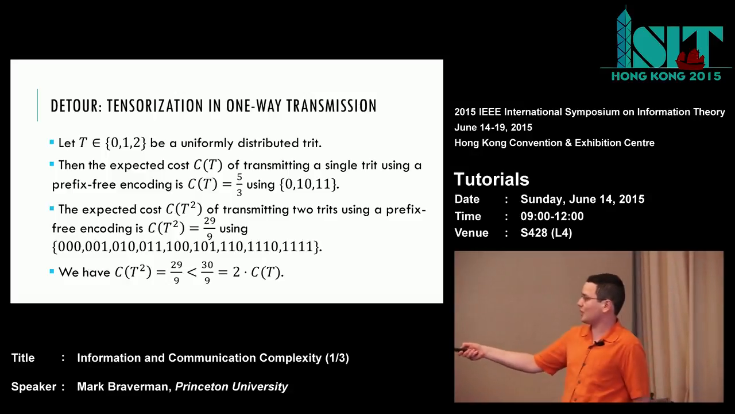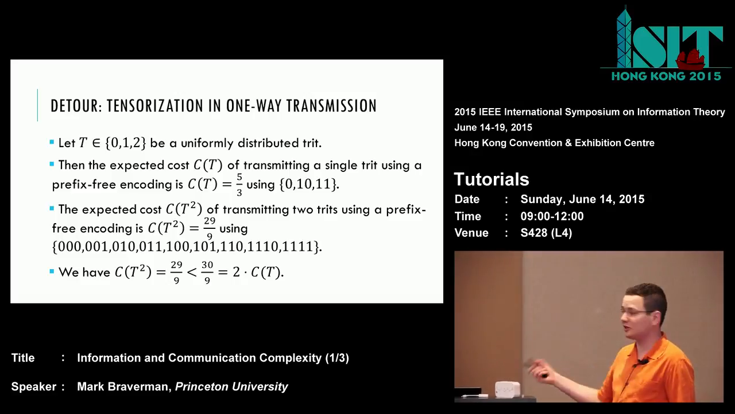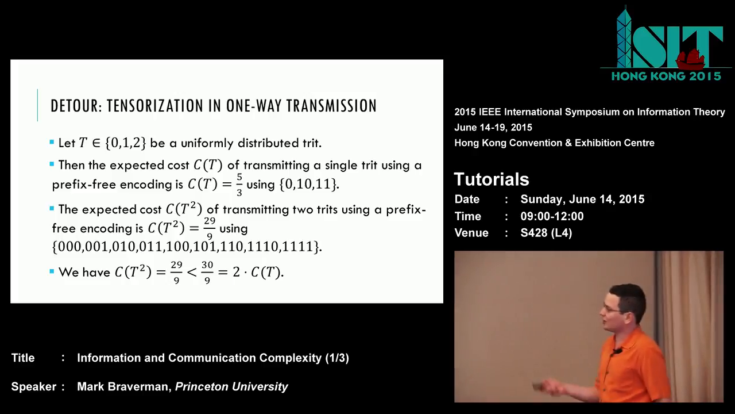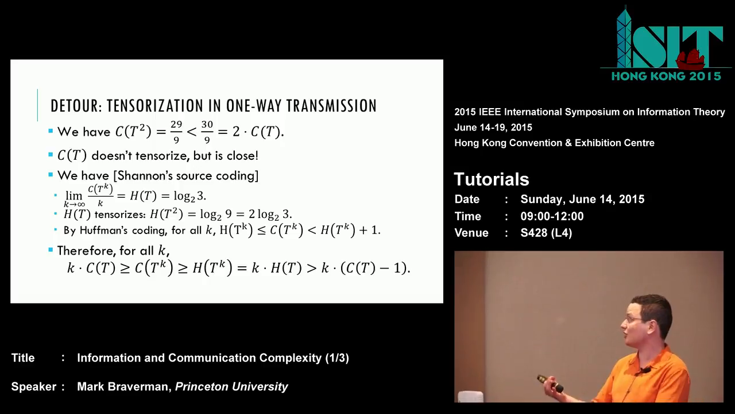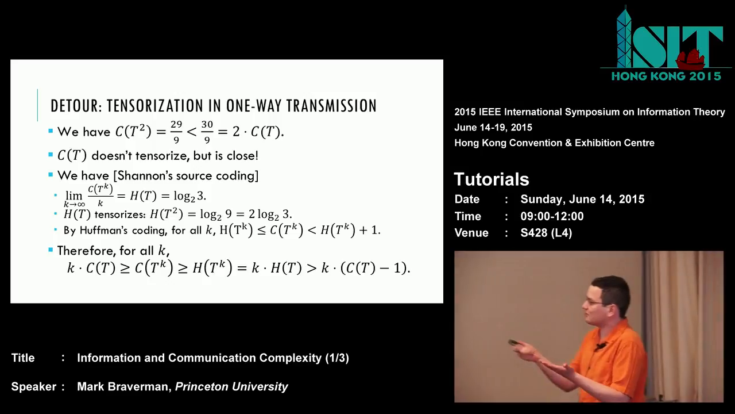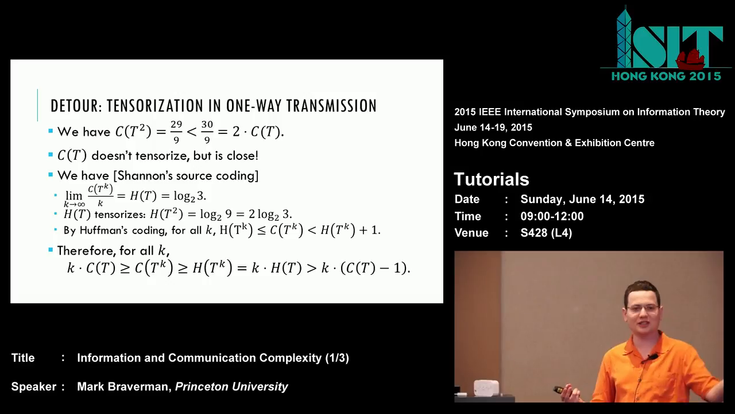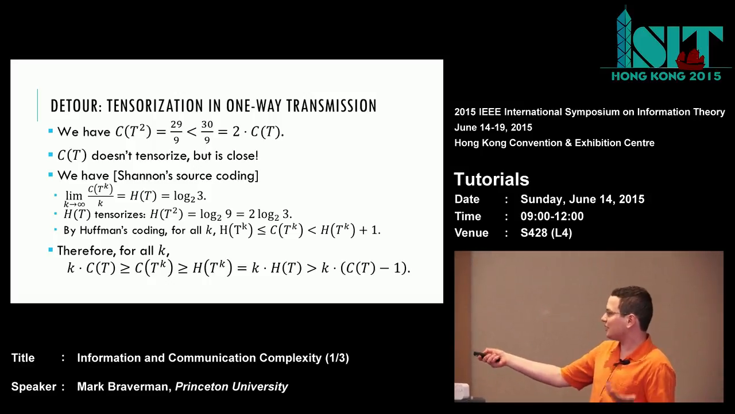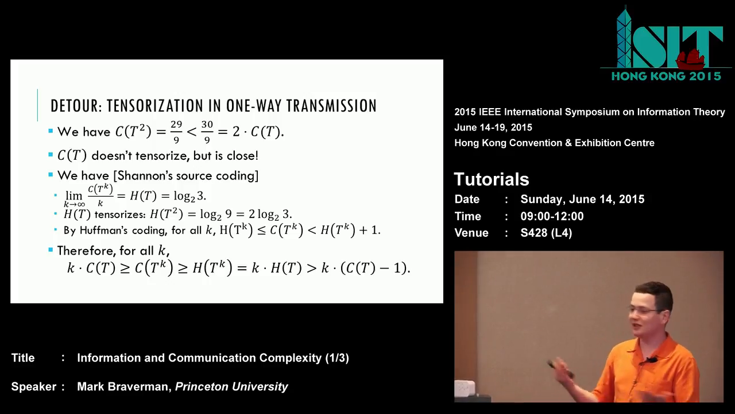Transmitting 2 treats costs 29/9, so tensorization fails, but not miserably, not like in the case of matrix multiplication. So C of T, the communication cost, doesn't tensorize, but it's close to tensorizing. And in fact, we know exactly what the correct way of looking at this problem is. Instead of looking at C, let's look at Shannon's entropy. Shannon's entropy is the limit of the transmission cost of T^k, divided by k, as k goes to infinity. It's log 3.